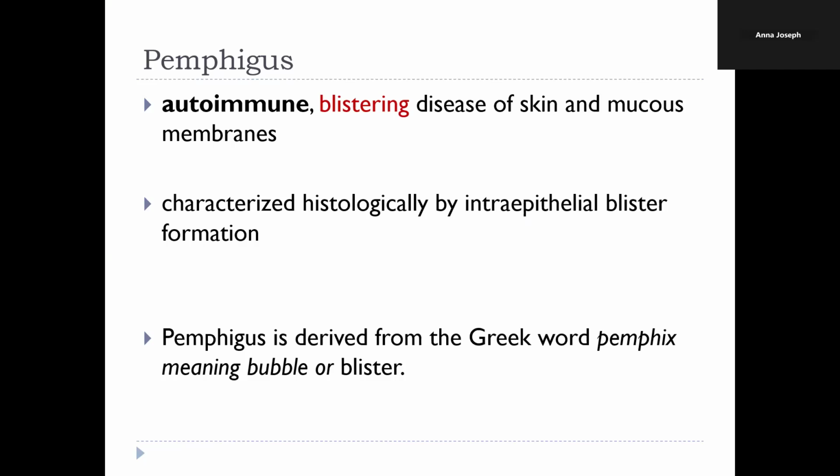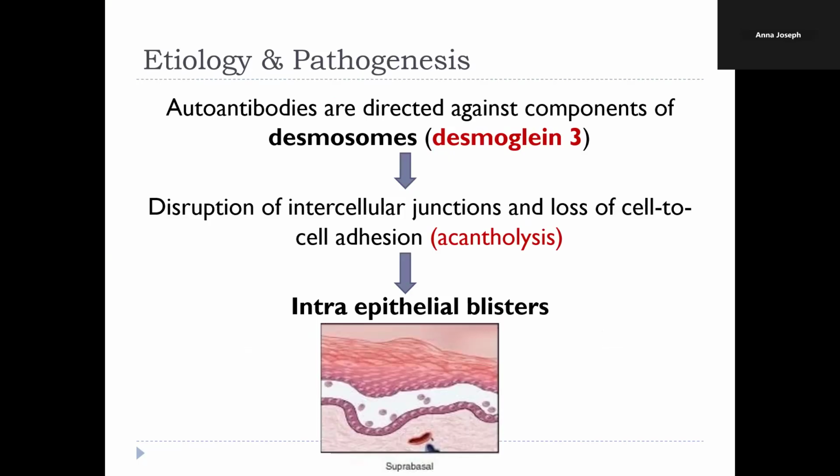intraepithelial blister formation. For a brief history, pemphigus is derived from the Greek word pemphix, which means bubble or blister. This is a characteristic feature of clinical cases of pemphigus.